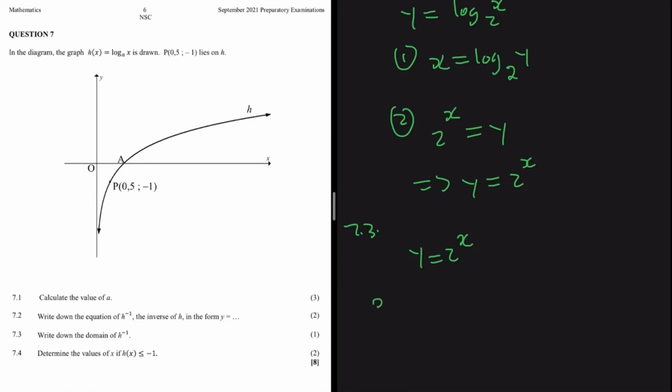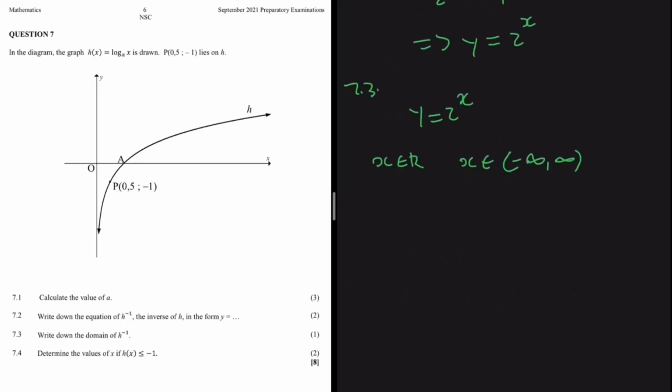Now we can say that x is an element of the real numbers. Any real number, y is defined, the inverse of h of x, or you can write it in this notation. So we're coming from minus infinity all the way to infinity, our function h inverse would be defined.